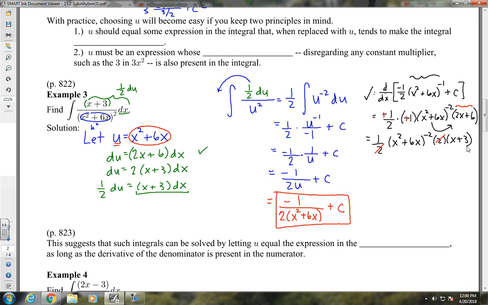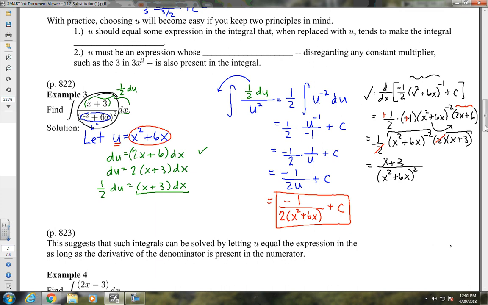Now the 2's cancel. And then finally, we can manipulate this where x plus 3 is in the numerator. And because of the negative exponent on this factor, we can move that to the denominator and change the sign of the exponent. That looks exactly like our original integrand, and that's a real confidence builder whenever you can check your integrals by differentiation and see that it works out. Okay?